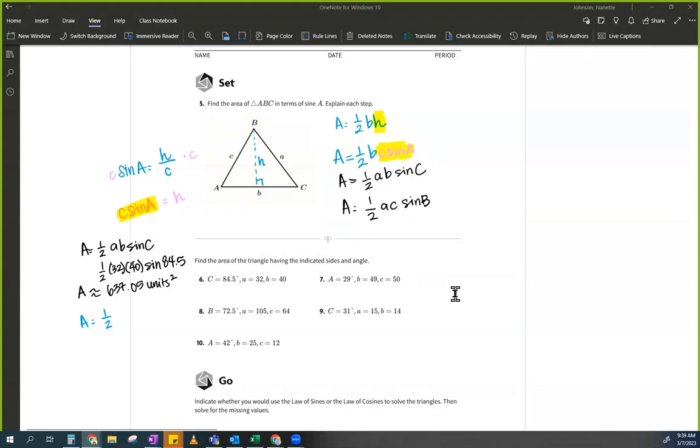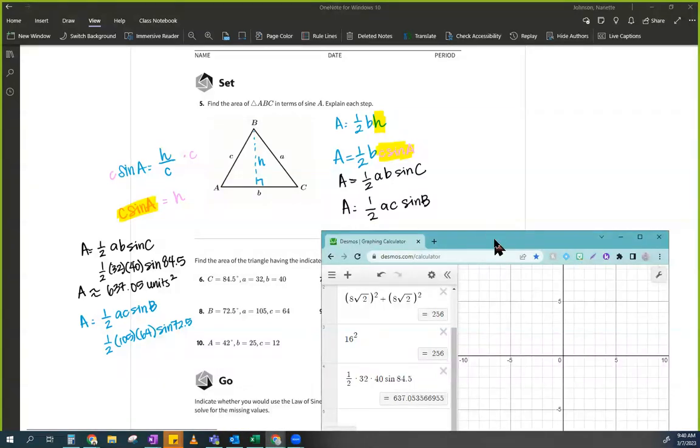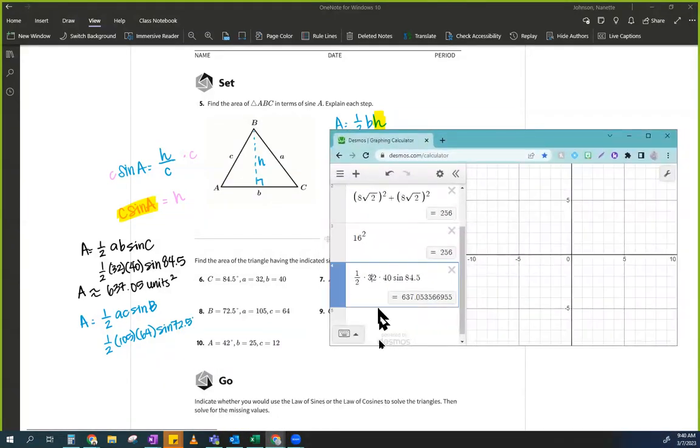So then I'm just going to plug this in. I get half of A, which is 105, times C, which is 64, times sine of B, which is 72.5 degrees. And then I just plug everything in. I'm going to be a little bit on the lazy side here. I already have my formula. So I'm going to change this for 105, change this for 64, and change this to 72.5. And then I'm going to verify.